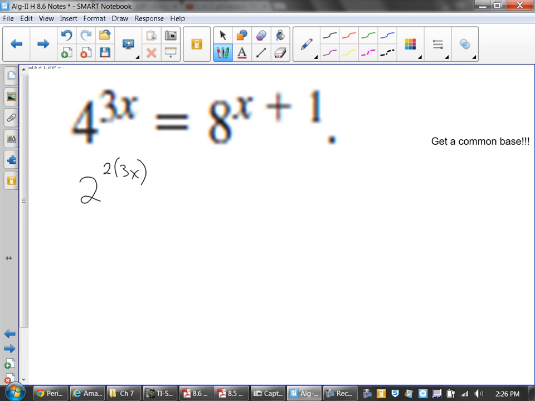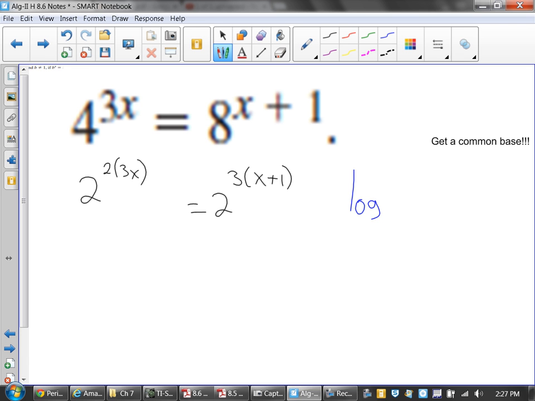I do the same thing on the other side. How do I rewrite 8 as a base 2? 2 cubed. Okay. What I'm doing here is trying to get the base to be the same on both sides of the equation. By doing that, I am now able to use some of the properties of logarithms that we've been working on. The property that we're about to use is this.